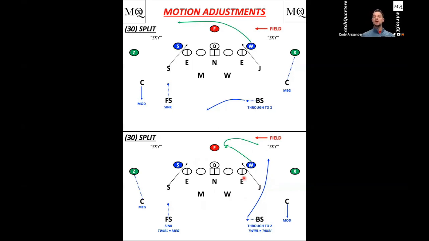So again, let's go over the two basic motions that you're going to get. Regular orbit motion, I'm through to 2, I'm crabbing if it's my guy. If I'm the safety to the motion, I'm going to sink down very slowly, reading the non-motion slot. If I'm a corner and I get motion away from me, snap my eyes, it's Meg coverage. If I'm the corner and I see motion to me, I'm zoning off. If I'm the safety and I get a twirl, take it.